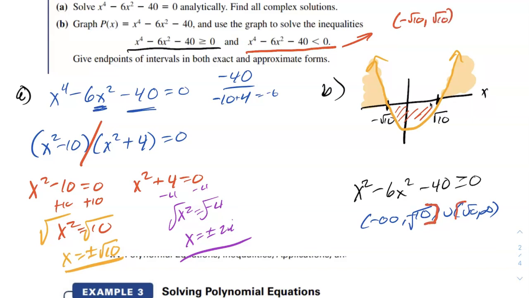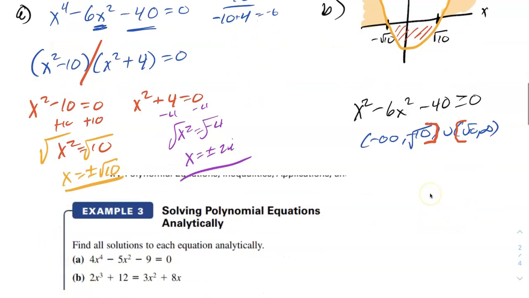This one should be a bracket. I didn't notice that it was an equal to on this one. So it should be brackets right here and here. So there we go. Let's do some more.